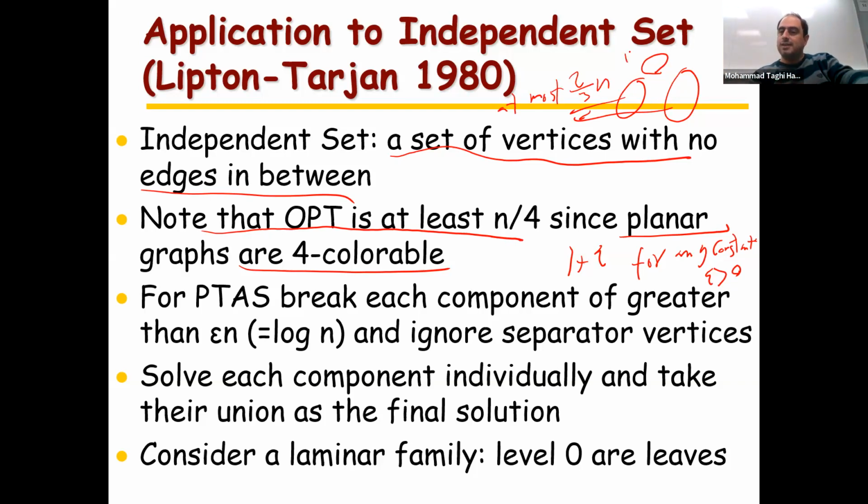The size of this separator is square root of n. What do I do? I will essentially ignore this part, just put it in the trash. I discard this set of square root of n vertices, and then I recurse on the remaining parts. Again I find a separator in each, and ignore those vertices, until all the graphs I get have constant size.